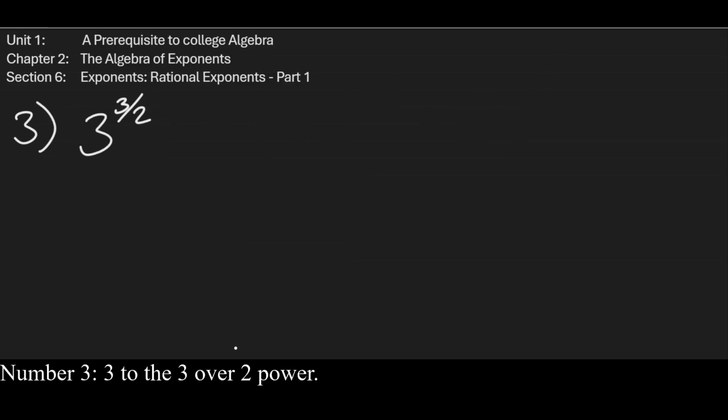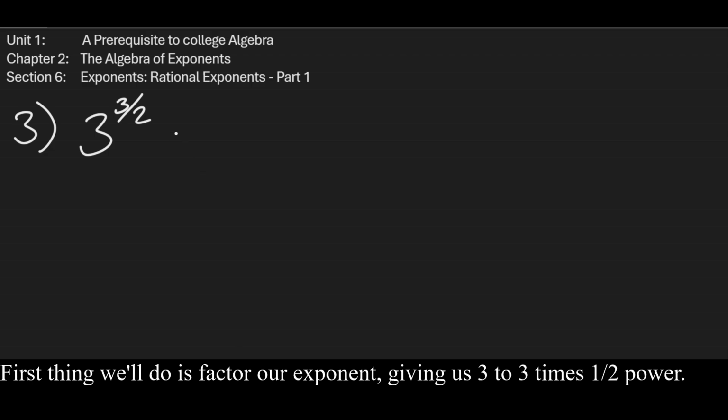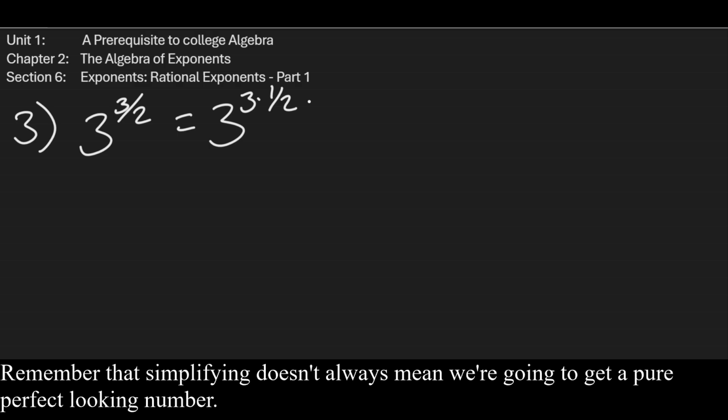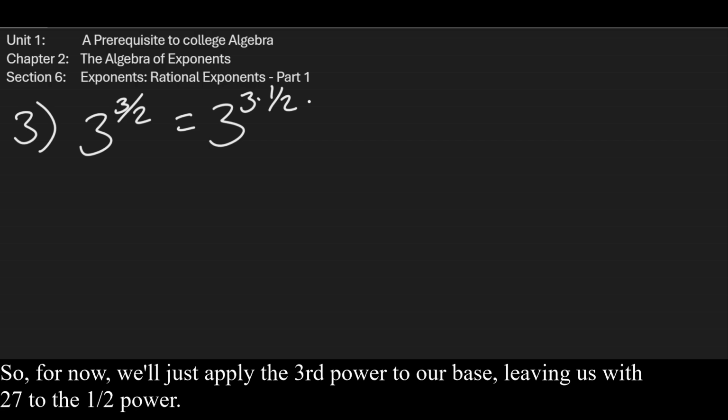Number 3, 3 to the 3 over 2 power. First thing we'll do is factor our exponent, giving us 3 to the 3 times 1/2 power. Now notice that we don't know the square root of 3, and at our current level of mathematics, it'll be impossible without the aid of a calculator. Remember that simplifying doesn't always mean we're going to get a pure perfect looking number. So for now, we'll just apply the third power to our base, leaving us with 27 to the 1/2 power.